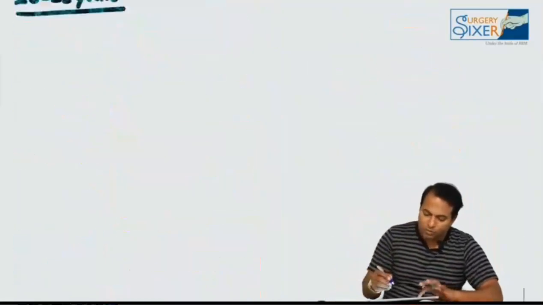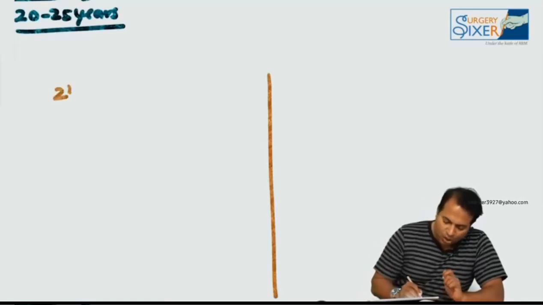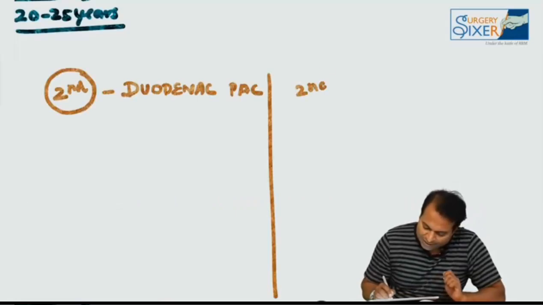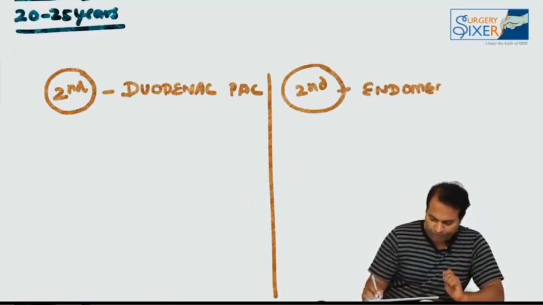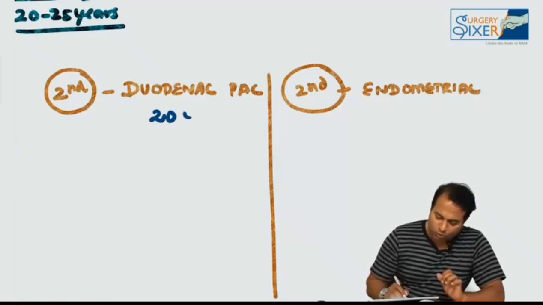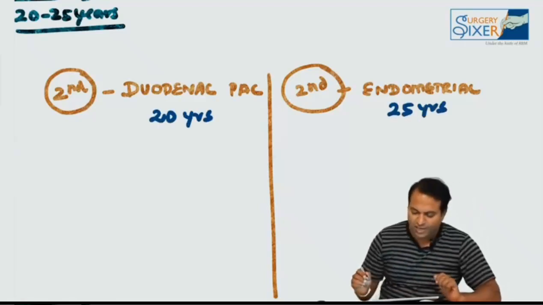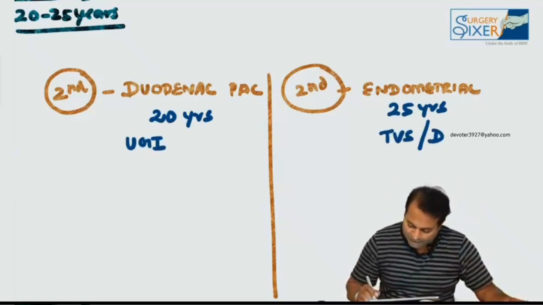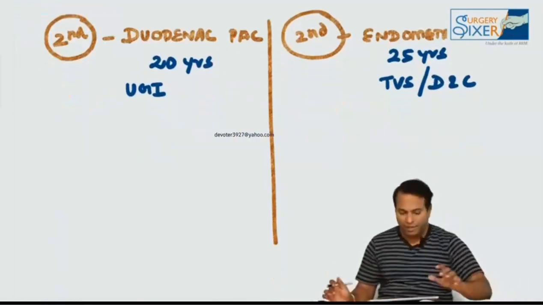For your exam, please don't forget the second common cancer in each. Second common cancer in FAP is duodenal periampullary cancer. And second common cancer in HNPCC is endometrial cancer. So duodenal periampullary cancer starts from 20 years onwards. Endometrial cancer starts from 25 years onwards. Therefore, the second surveillance is with upper GI scopy for duodenal cancers, and transvaginal sonogram and DNC for HNPCC cancers. Please don't forget these points.